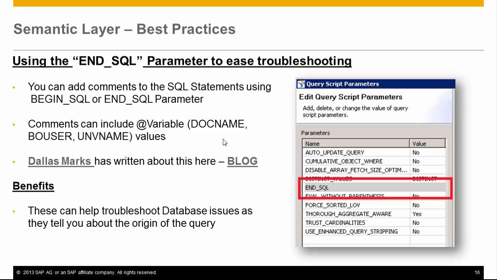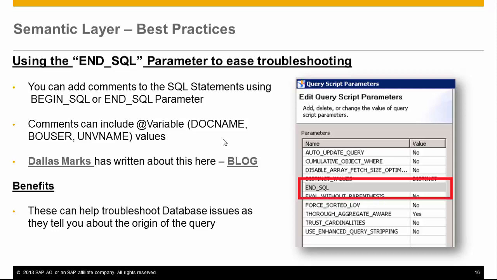So we have the @Variable function that lets you put things like the document name, the Business Objects user, and the universe name in comments within your SQL. And Dallas Marks has a great blog about this. It was originally written for older versions, but it applies just the same to newer versions.